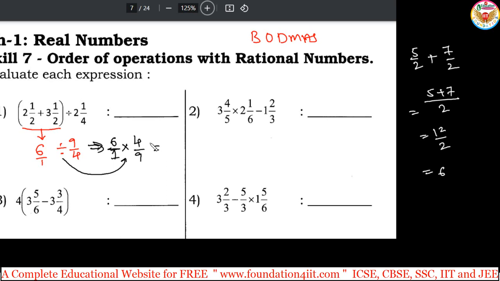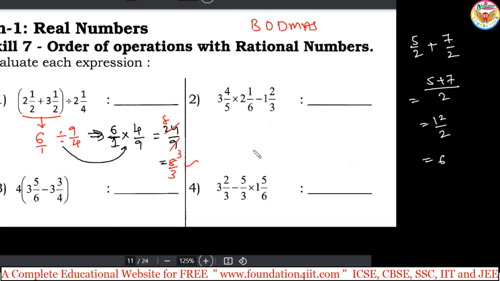Now 6 fours are 24, by 1 nine is 9, so 24 divided by 9. We can simplify by the common table: 3 eights are 24, 3 threes are 9. So 8 by 3 is the answer. We can write this answer again as a mixed fraction. Okay, the same logic or same pattern you can apply to solve this.